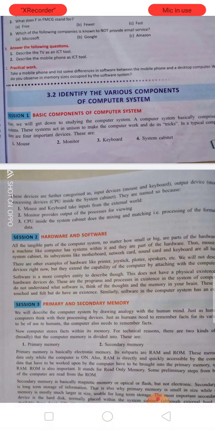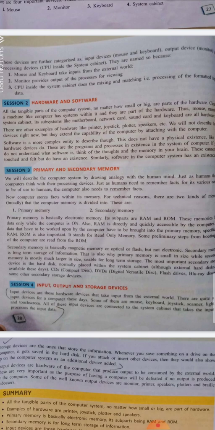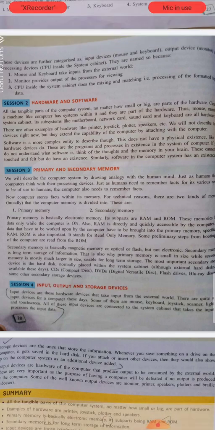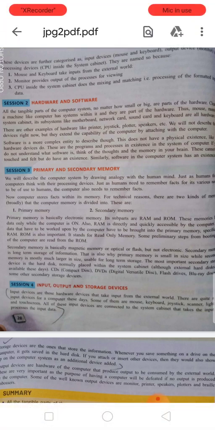So first I will explain input devices. What is an input device? The input devices are those hardware devices that take input from the external world. That is, input devices enable you to enter data into your computer. You already know about the two most commonly used input devices, keyboard and mouse.